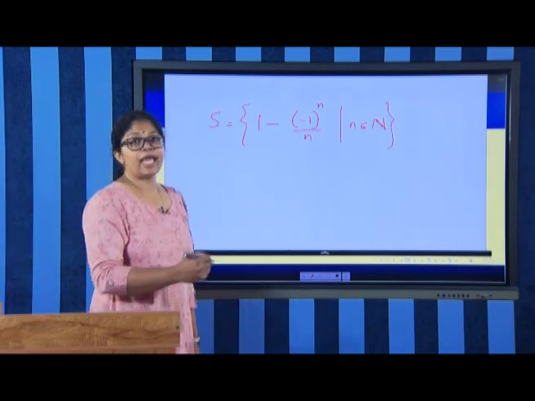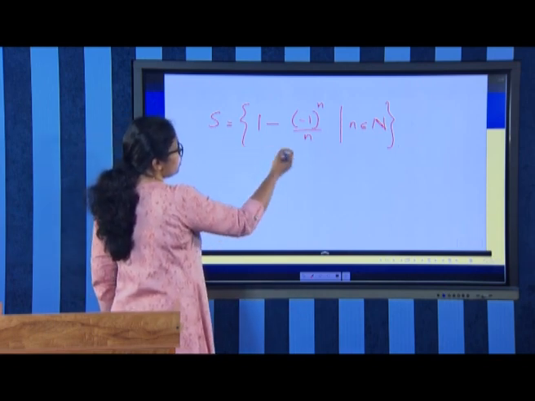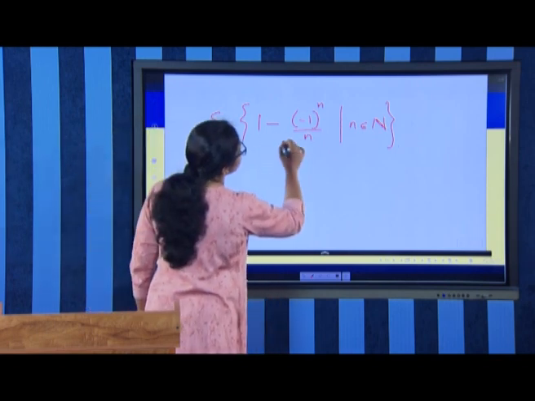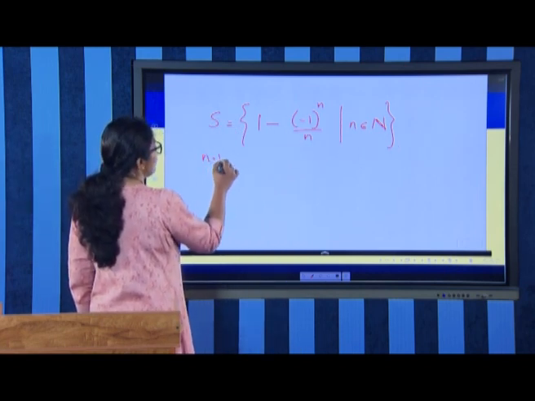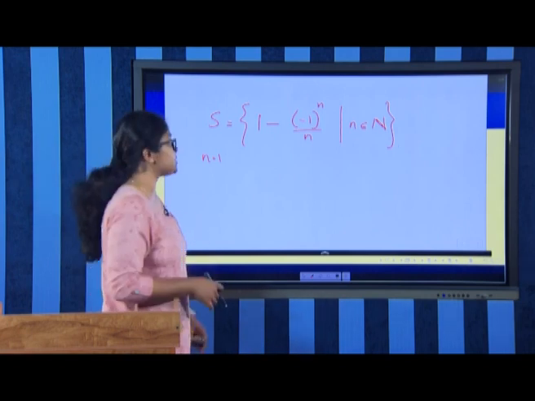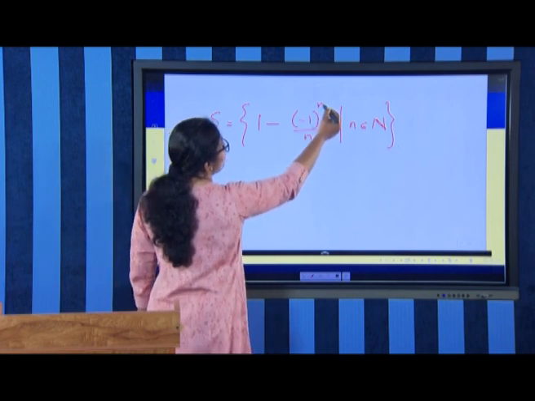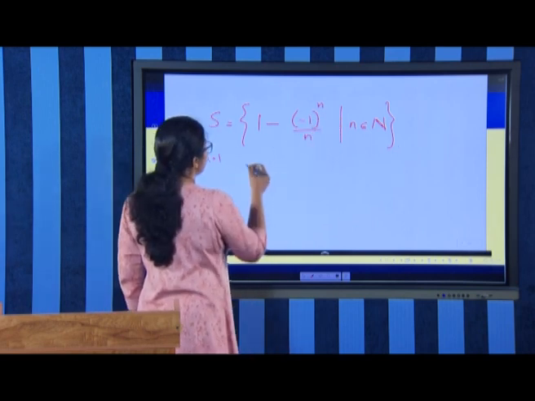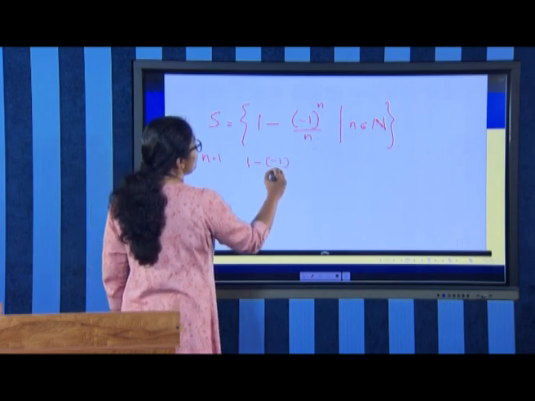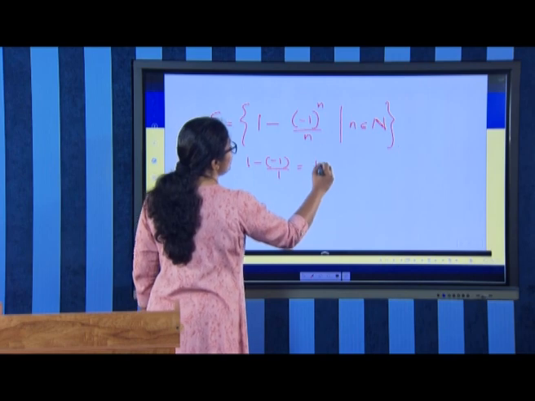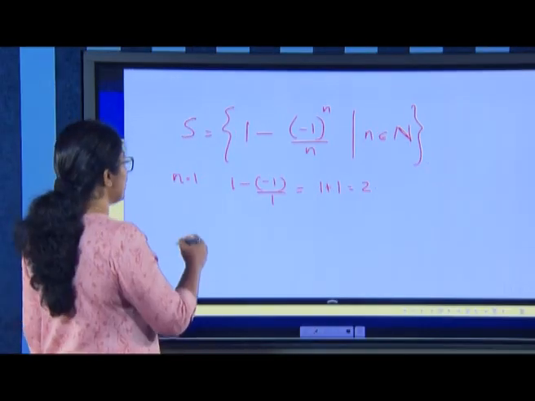So, starting from n equal to 1, let us expand this term with n equal to different values. First, let us put n equal to 1 and see what this set S is. If n is equal to 1, we have (-1)^1 by 1, which is negative 1 itself. So we have 1 minus (-1) by 1, which is equal to 1 plus 1, which is equal to 2. So, 2 is the first element of the set S.